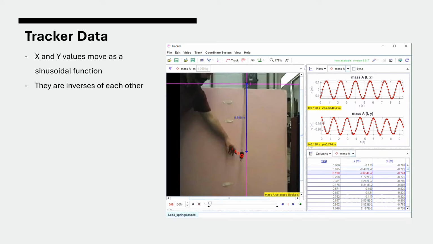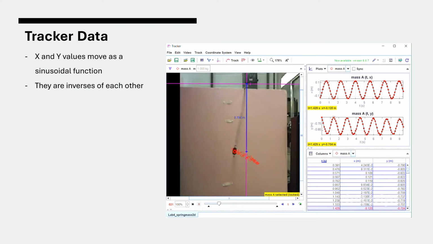As you can see here on the tracker video, the mass is oscillating in a circular motion, and this is because of the work done by the spring force on the mass. And as you can also see, the x and the y values are moving in a sinusoidal function, so they're going up and down over and over again. And these are also inverses of each other. That we put in the GlowScript to run the simulation.